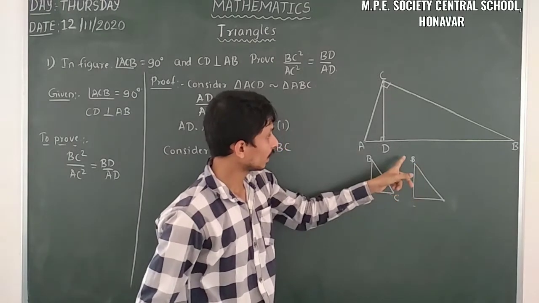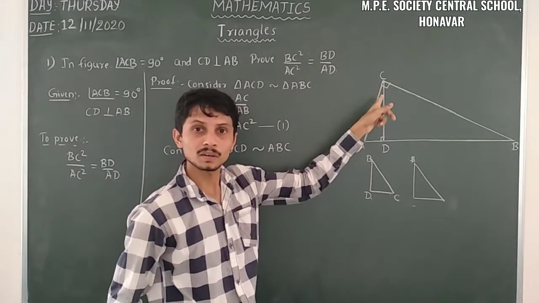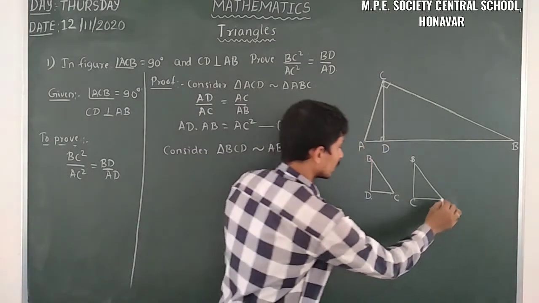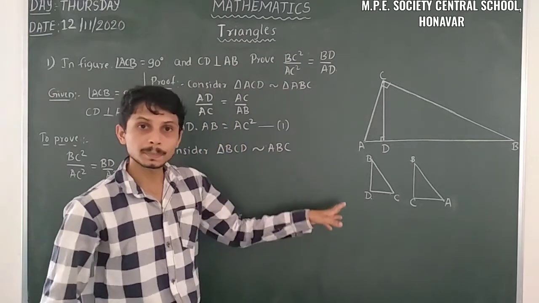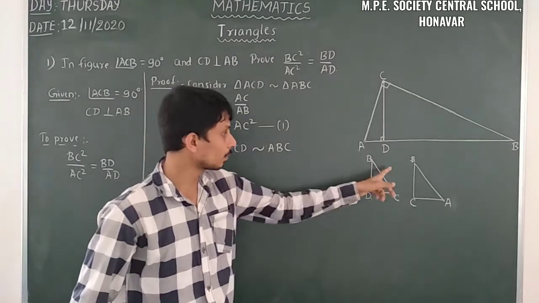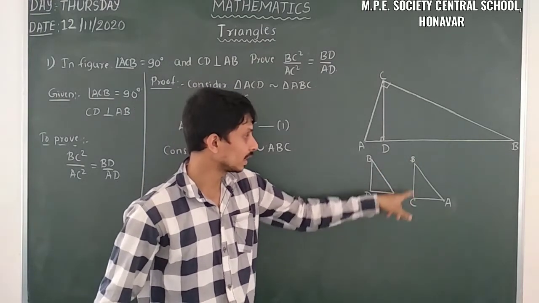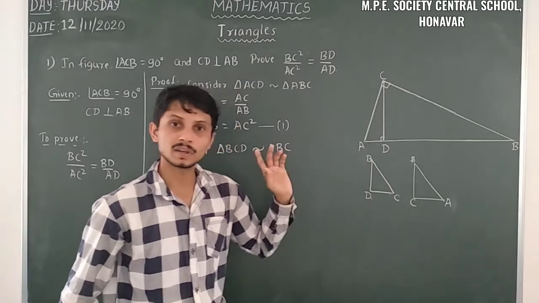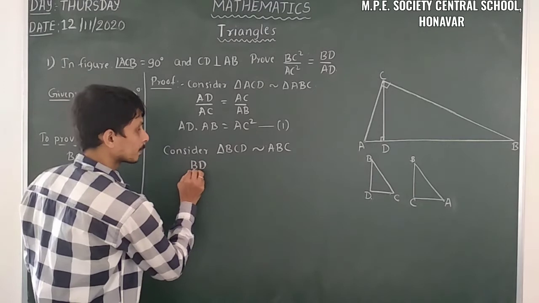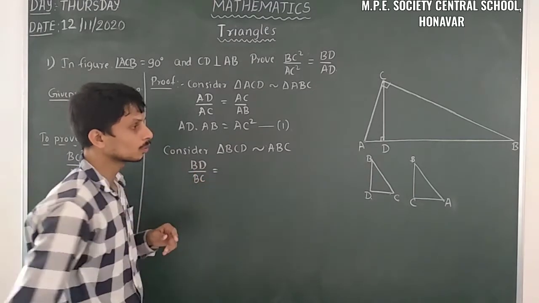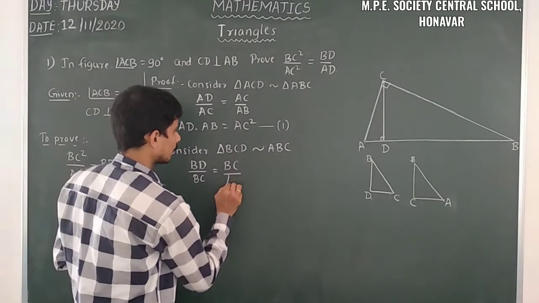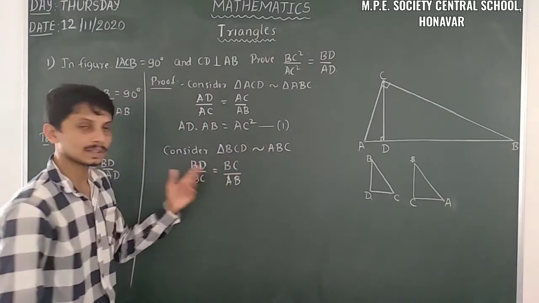Then another one, C. At C we have a right angle, so that's why I will write C here. And another one is A. Here I will write A. And we want BC square here, so BC square is there and BC square is there. So likewise we take this side and this side as the corresponding sides. That is firstly BD by BC is equal to BC by AB.